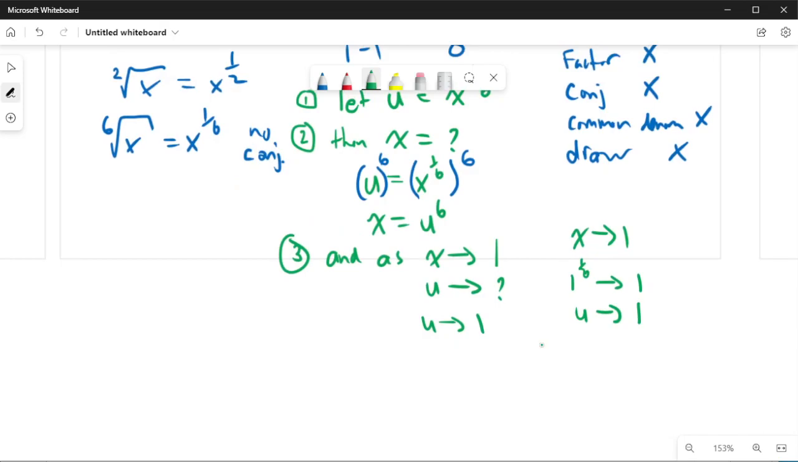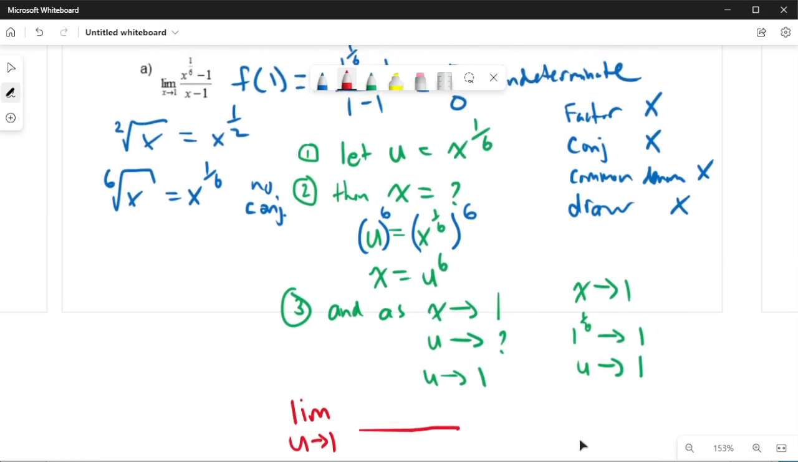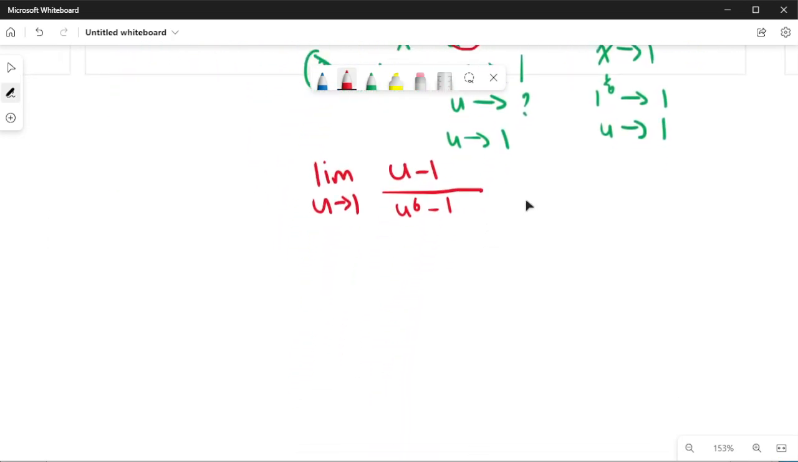So now that we've made those 3 substitutions, we can write the question again. Limit as u approaches 1, and instead of x to the 1/6 take away 1 on the top, I'm going to replace that with u take away 1. And on the bottom, instead of regular x, I'm going to replace that with u to the 6th. Now I've got the limit as u approaches 1 of u take away 1 over u to the 6th take away 1. It might not look like this is that much better a situation, but it is much more likely that you'll be able to answer it from here than from the way it started.